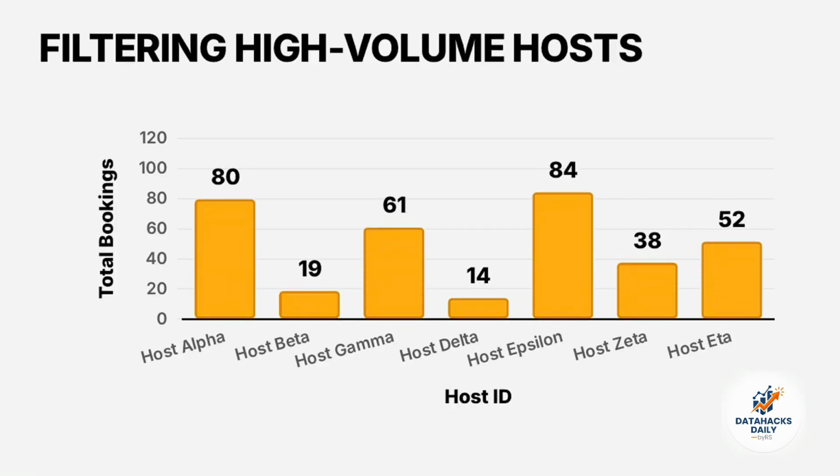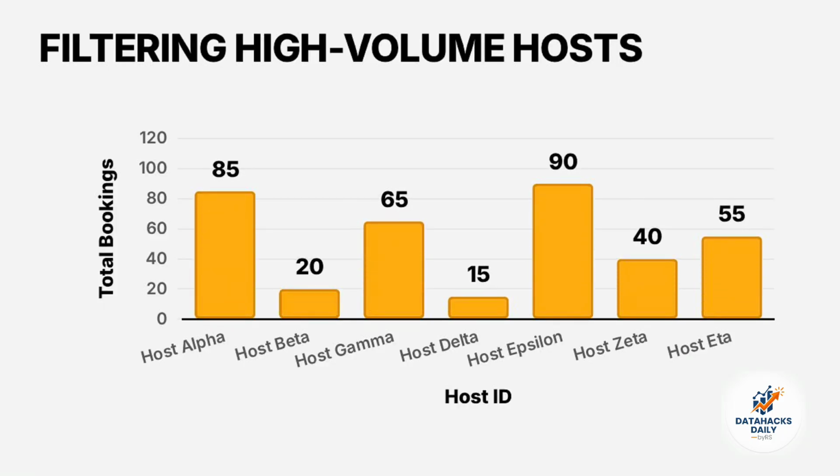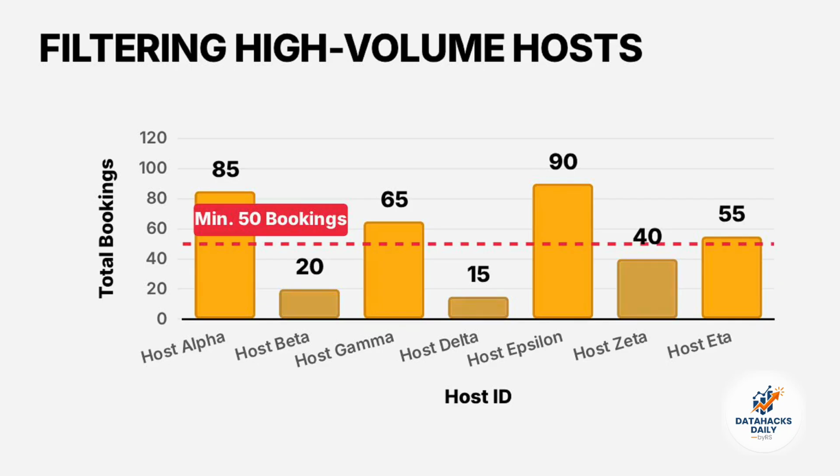Once the data is clean, we need to find the total bookings per host. To ensure the final metric is statistically significant, we only want to include hosts who have at least 50 total bookings. This is the SQL execution order.